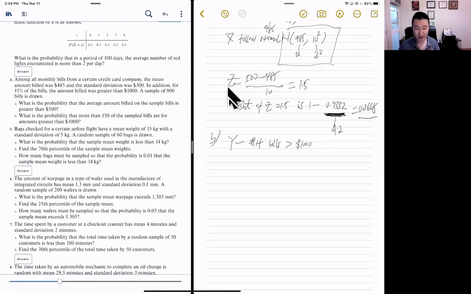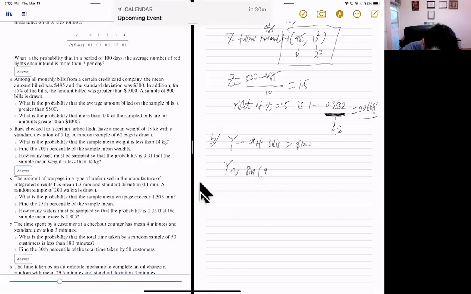Okay, this is again a binomial distribution. We have 900 trials, and for each trial, the success rate is 15%, because the question is asking how many bills more than 1,000. Okay, so Y actually follows binomial 900, 0.15. So that's a binomial distribution question.